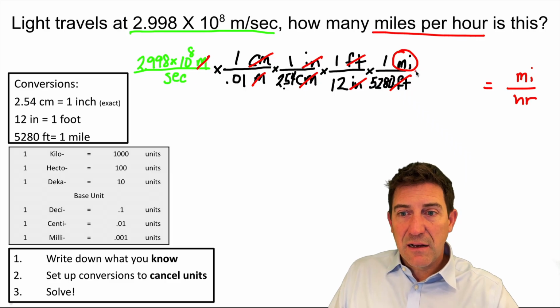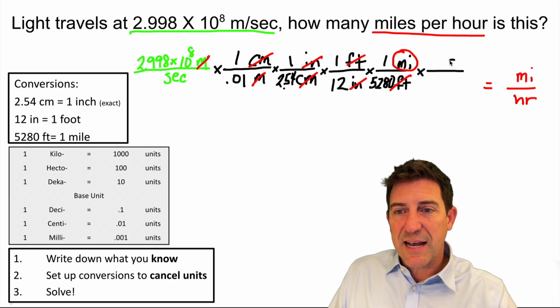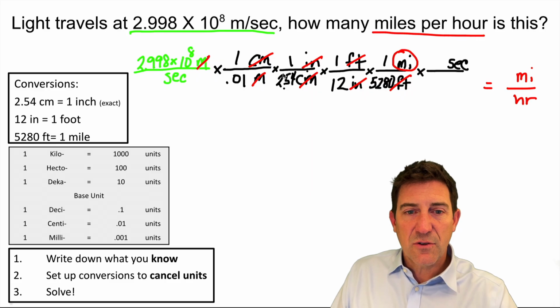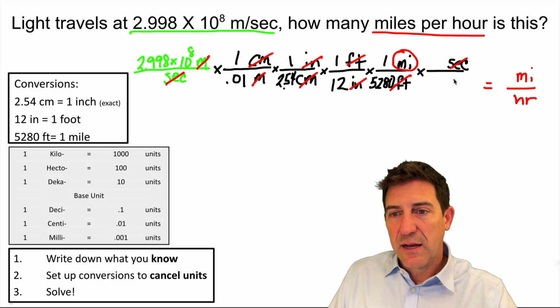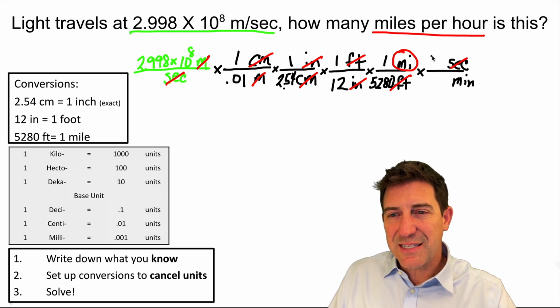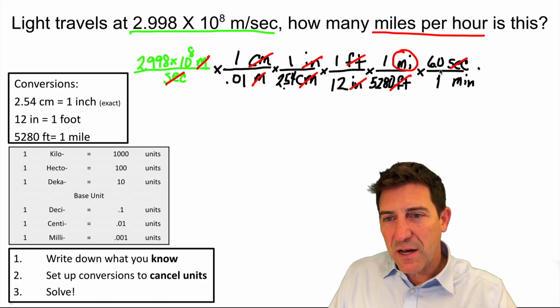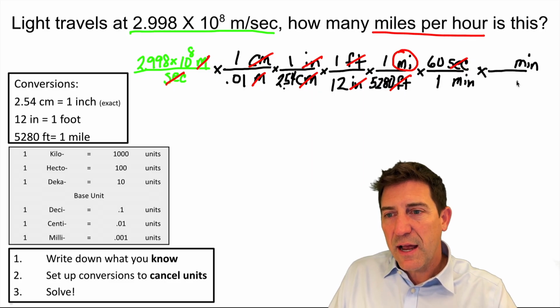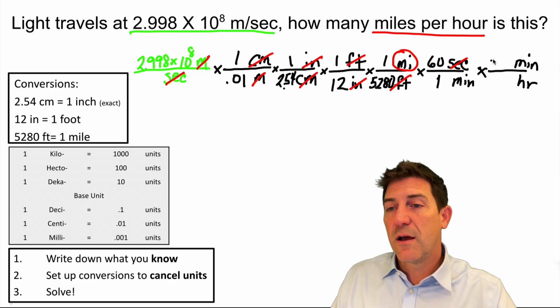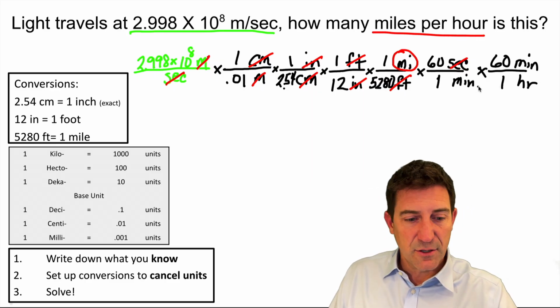Well, that's okay. Look, if we put a conversion factor way over here with seconds on the top, will that cancel the seconds way over here? It absolutely will. And I know I can turn seconds into minutes because I know the relationship between seconds and minutes. 60 seconds is 1 minute. Now I have miles on the top and minutes on the bottom, but I want hours. So let's put minutes up here, okay? And I know I can turn minutes into hours. Look at us. This is good stuff.